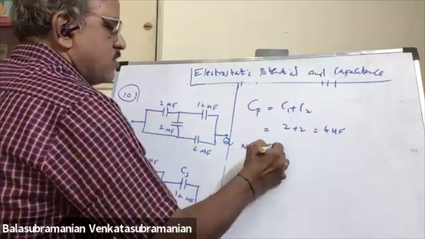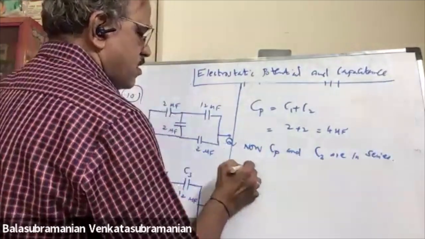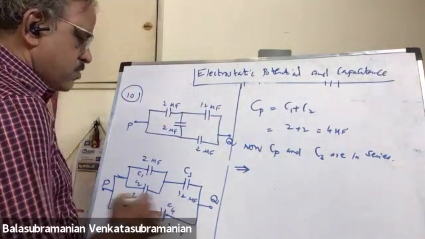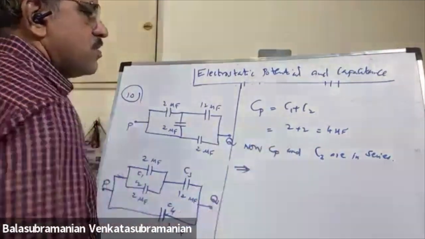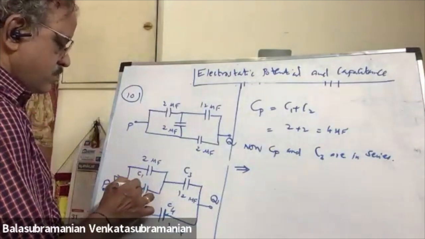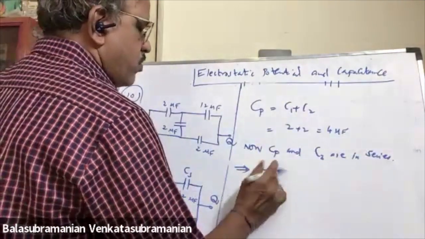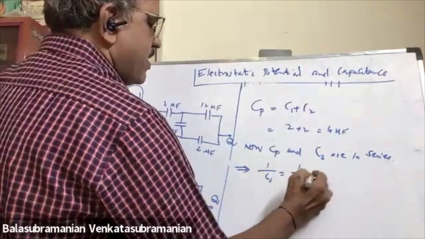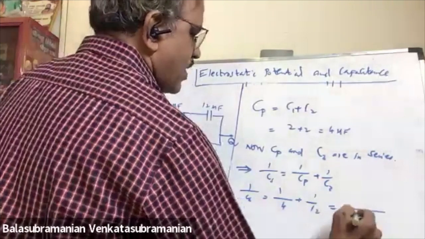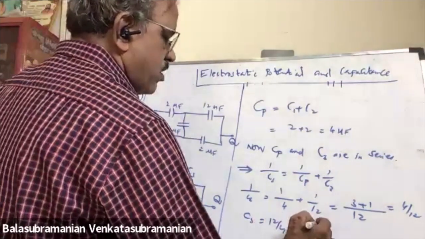Now, Cp and C3 are in series. So what will happen? 1 by Cs is equal to 1 by Cp plus 1 by C3, 1 by 4 plus 1 by 12. 12 LCM, 3 plus 1, 4 by 12. So Cs is equal to 12 by 4, 3 microfarad.